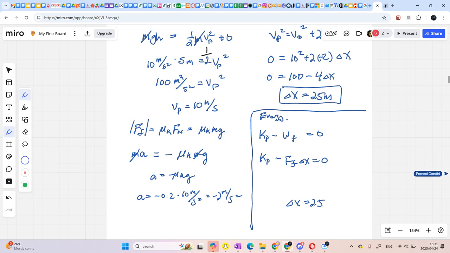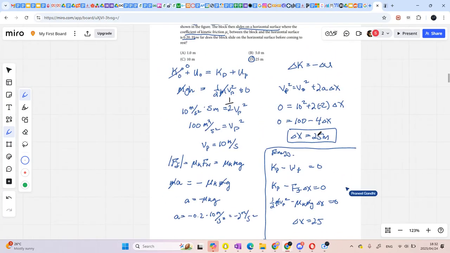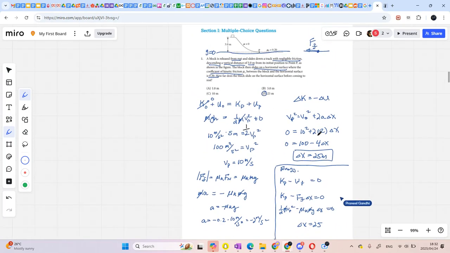I'll put the numbers in just for clarity because I don't want to just leave this hanging like that. So we'll have 1/2 m v squared. You're going to notice the m's going to drop out of the equation again. Force of friction, of course, mu k mg, delta x equals 0. You plug in all those numbers, you're going to see that delta x equal to 25 again. So that's how you can do it also with conservation of energy. All right, so the answer here is D.